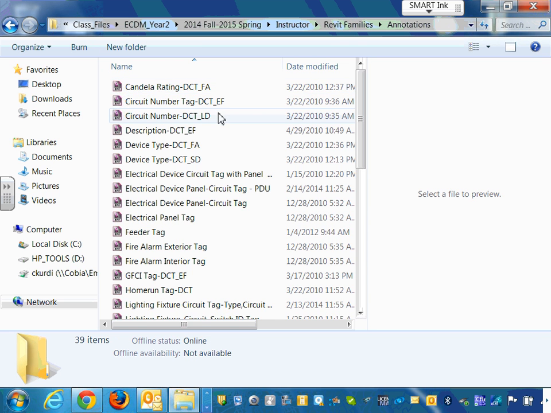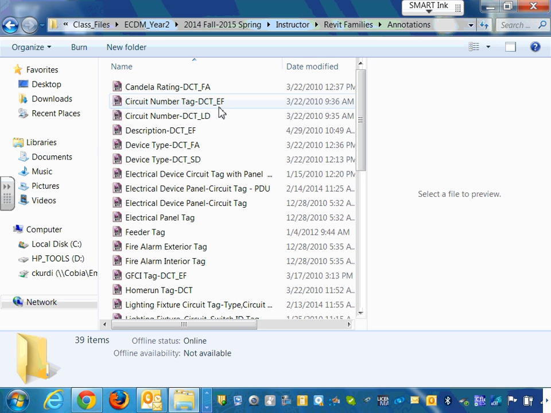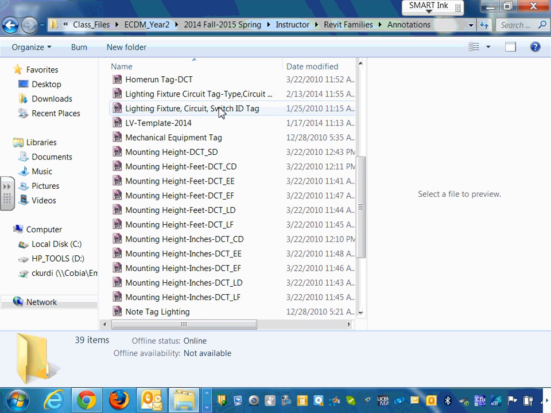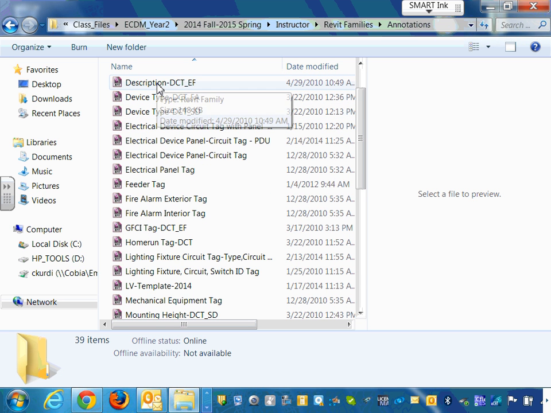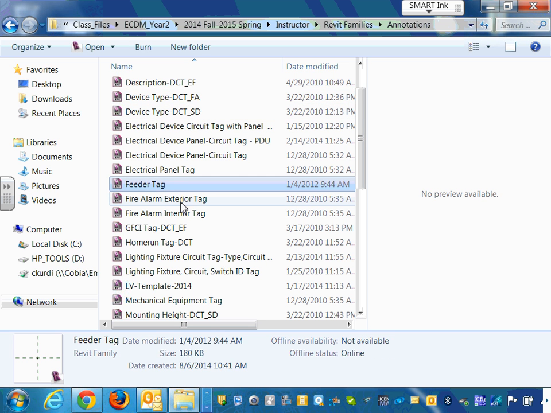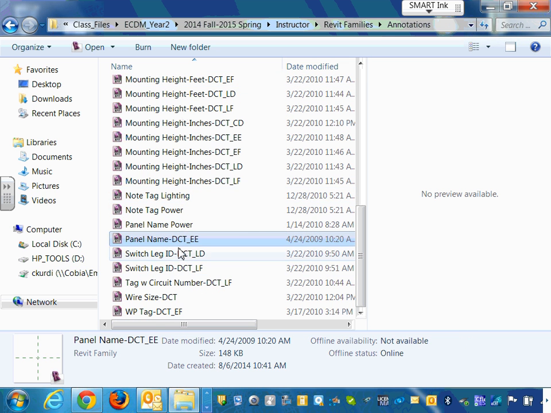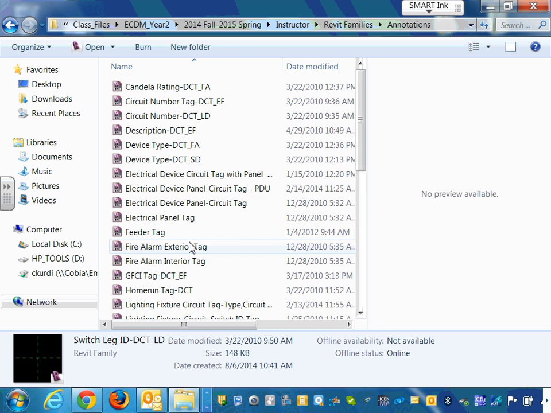If you click on annotation, here are all the families that we have to tag things in Revit. These are Revit files. I'm going to look at the description. So we have a fire alarm, and I'll walk you through feeder. We have fire alarm exterior tag. We have mounting tags. We have panel tags, switches. Don't worry about which one to use where. I'll walk you through that, but be aware, if you want to tag something, tag means write something next to something, next to a symbol. That's what a tag is. Write like GFCI next to it. Okay, so that's where we're going to go.